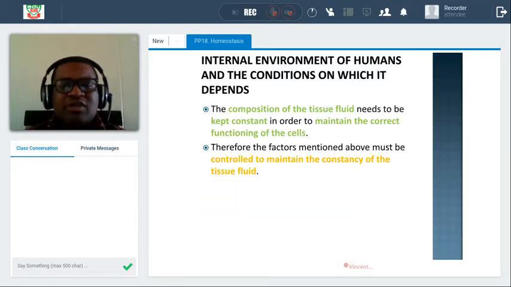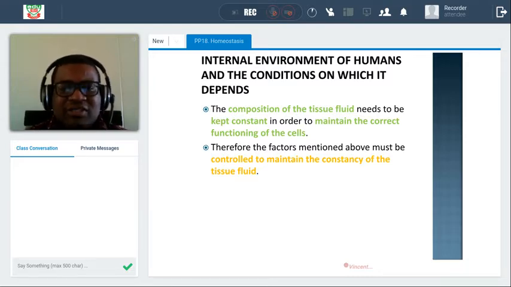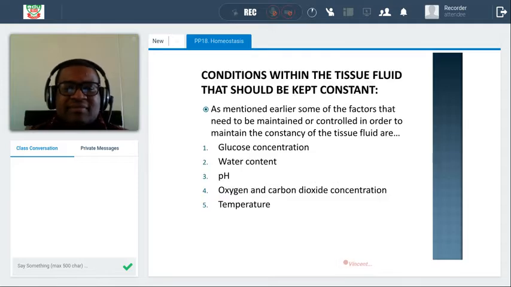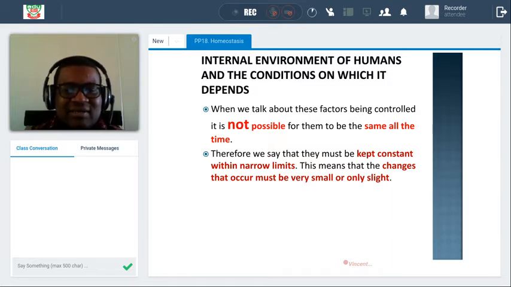Now the composition of the tissue fluid needs to be kept constant in order to maintain the correct functioning of the cells. Therefore, the factors mentioned, like pH, carbon dioxide, oxygen, water, salt, glucose, must be kept constant. So, what has to happen? When we talk about these factors being controlled, it is not possible for them to be the same all the time. Therefore, we say that they must be kept constant within a narrow limit. That's why I say relatively constant. Okay?